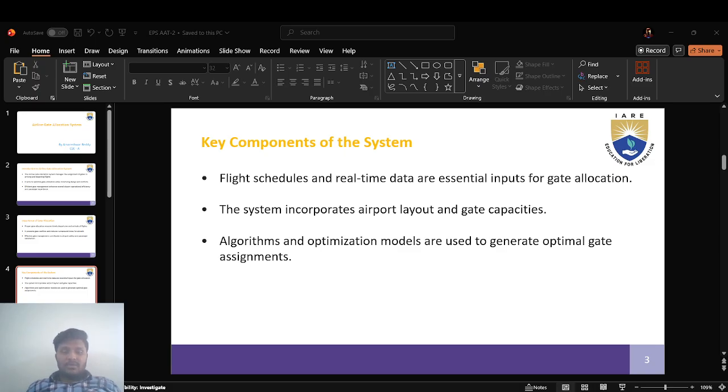Third one is algorithms and optimization models. These are computer methods or formulas that help decide the best way to assign gates. The goal is to avoid conflicts, two planes wanting the same gate at the same time, and reduce waiting or taxiing time for planes. For example, if flight A is arriving at 10 a.m. and flight B at 10:05 a.m., the system finds the most efficient gates so that neither flight blocks the other.